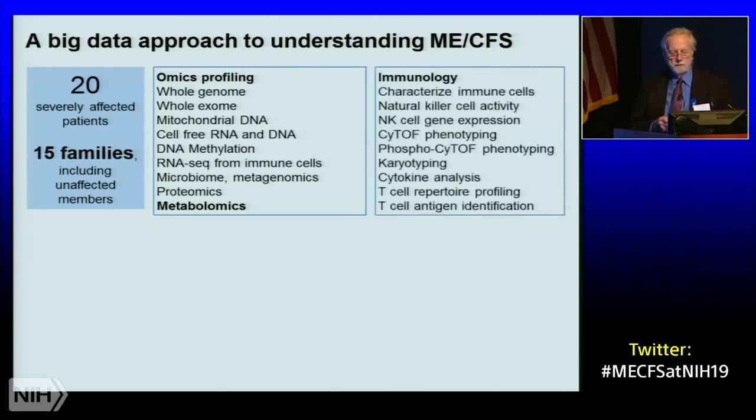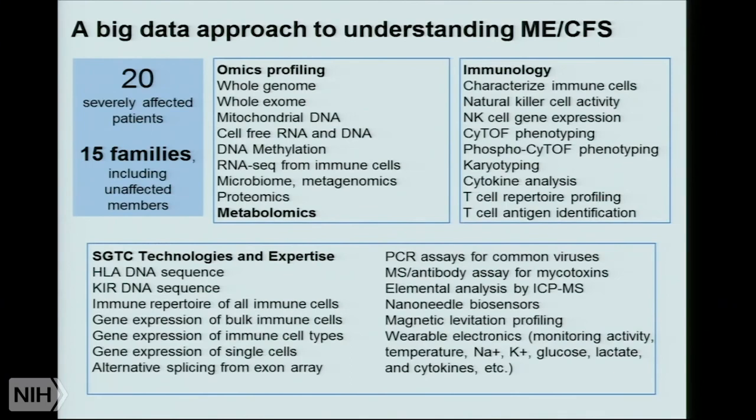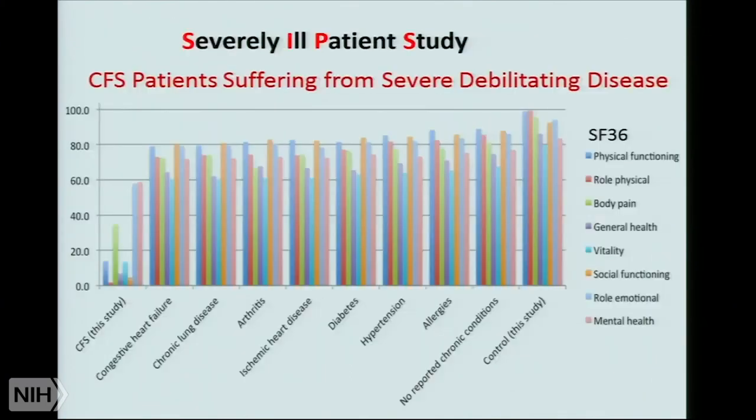But these are just some examples of all the different things. Most of the immunology was going to be a collaboration with Mark Davis, and you've heard him talk yesterday. And then we've also used a lot of our own technologies. We're also developing new technologies all the time, and we're applying that to this disease. Just to show you the severe patients, this is just an SF-36 score with a number of different diseases, and I just wanted to show that in fact this is the patients here, and they're much worse off than a lot of other diseases, including congestive heart failure.